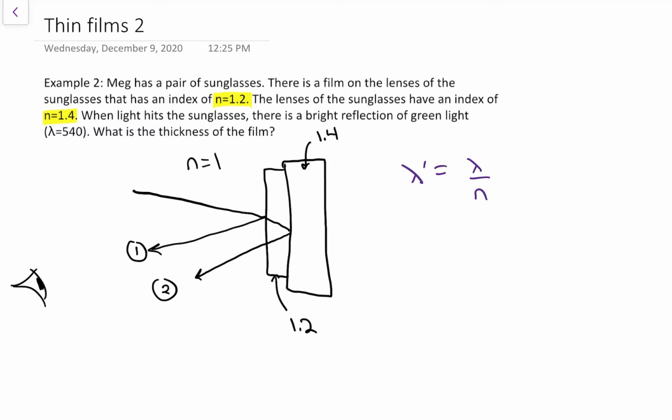So I don't forget later, what I like to do right off the bat is find that lambda in the film. So when the light from the air enters the film, it slows down in this case since it's entering a larger n, and the wavelength actually shrinks a little bit. We can get the new wavelength by taking the wavelength in air and dividing by the index of the film. I don't care about the light that goes into the actual material, in this case the lenses, so I don't really need to use the 1.4. The math on this one, unless I goofed, I'm getting 450 nanometers is the wavelength of the light when it's in the film.